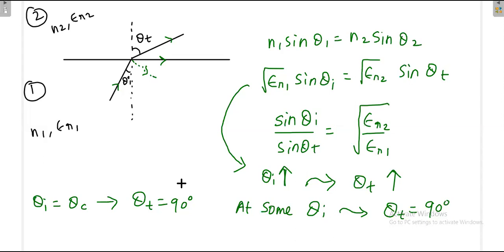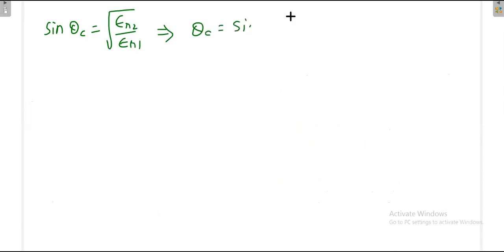But once if I substitute that in that base equation, so instead of theta I put theta c. Sine 90 degree is 1. So sine theta c is equal to square root of epsilon r2 by epsilon r1. So once I have this equation, my theta c is clearly decided by the medium properties. At what incident angle the total internal reflection starts is decided by the medium properties.